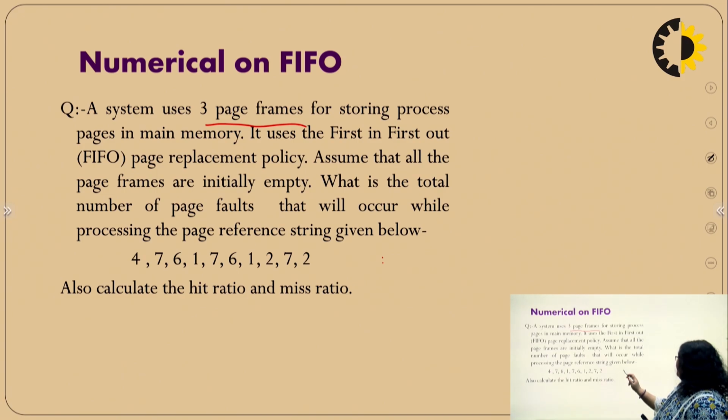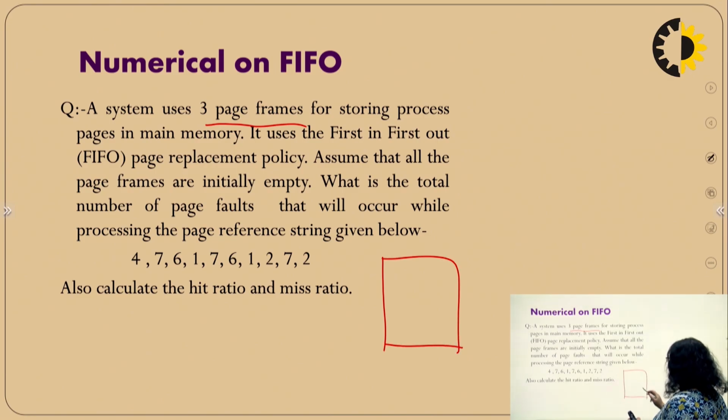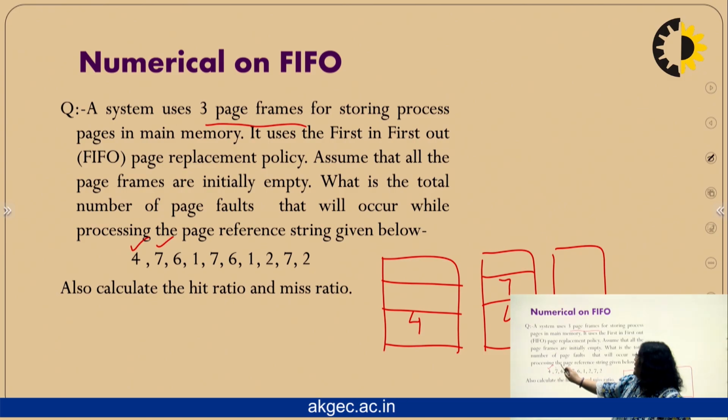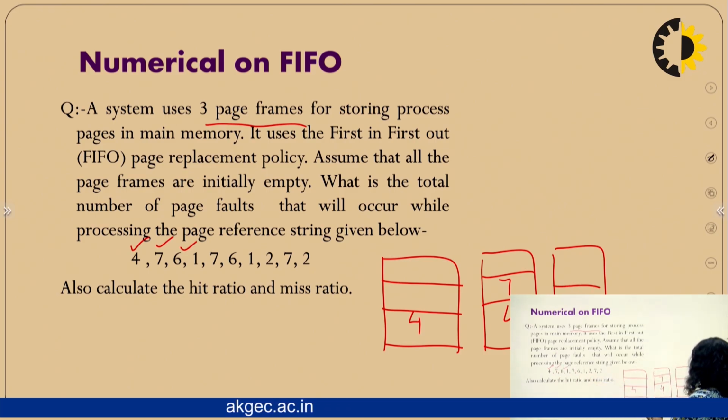So let's see the solution. There are 3 frames that we use for the FIFO page replacement algorithm. First we assign 4 here because all the page frames are free. Now the second is 7, so we have 4 and 7. Now the third is 6, so we arrange 4, 7, 6.